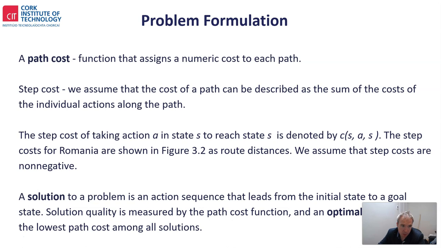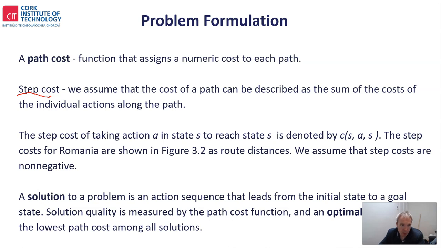Step cost: we assume that the cost of a path can be described as the sum of the cost of the individual actions along the path. So again, when we're deriving the cost of arriving in our goal state in Bucharest from one of the potential successful sequences of actions we can take, it's the summation of the cost across that sequence of actions.